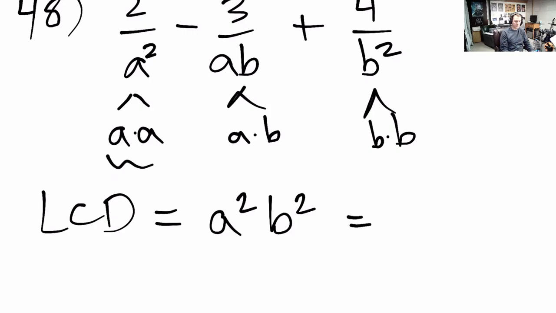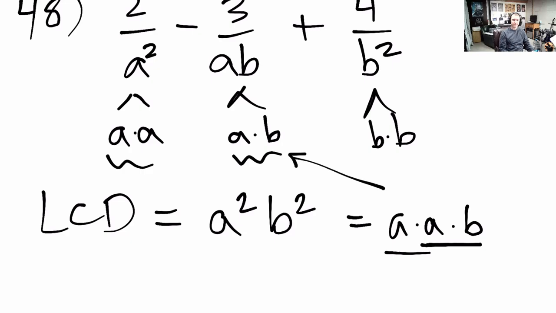So from this first one, we've got a times a. So now this first denominator is listed here. The second denominator has a times b. We already have one a here. So if we just multiply by a b here, we notice that our product now has inside it this denominator. And then our last denominator has b times b. We have one b here, but not two. So let's introduce another one so that our last denominator is now found in this product.